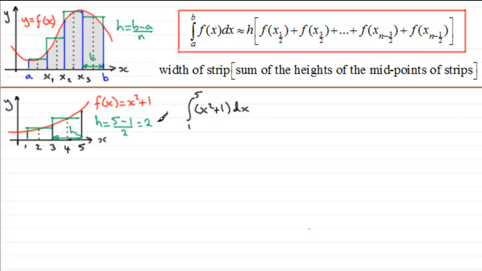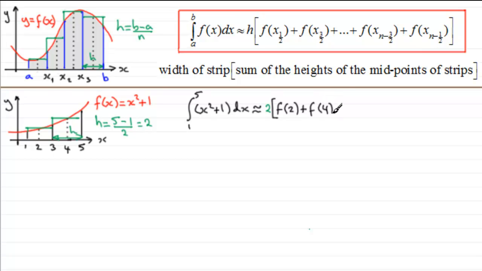So according to our formula here, this integral is going to be approximately h, the width of the strip, which we can see is 2. I'll write it in green just to colour code it. Then it's multiplied by the sum of the heights of the midpoints of the strips. So the first midpoint is when x is 2, and we're looking for that height, which is going to be f of 2. And to this we add the height here, which is going to be f of 4.